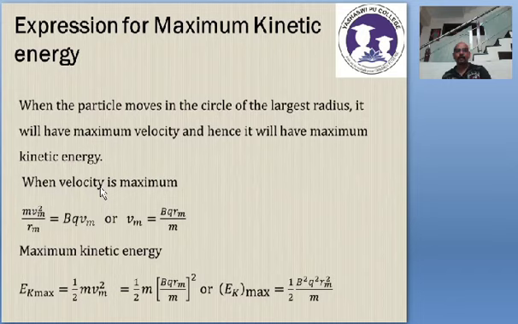When velocity is maximum, mv squared by r is equal to bqv, or v is equal to bqr by m. Maximum kinetic energy: you know that half mv square is the kinetic energy. V is bqr by m, whole square, so the maximum kinetic energy is half b square q square r square divided by m. Here the subscript m in r m means maximum radius, for maximum kinetic energy.